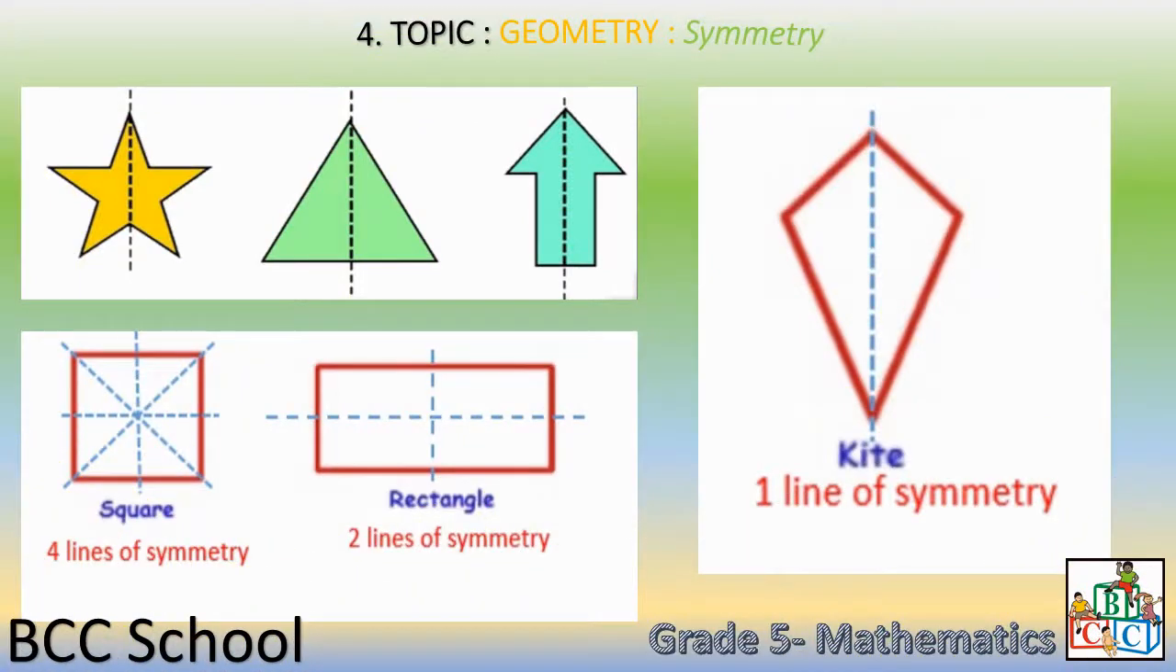Topic 4. Geometry. Symmetry. Symmetry is a dotted line. The line drawn divides the figure into two identical parts. Here, as we can see, we have different shapes. We have a star, triangle, kite, square, and so on. For example, a square has 4 lines of symmetry, whereas a kite has only 1 line of symmetry.